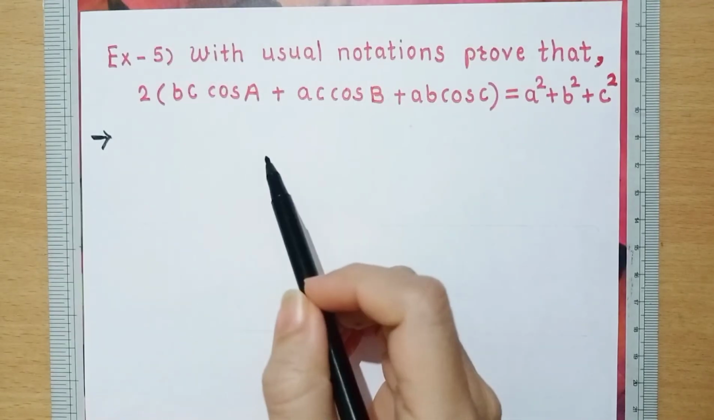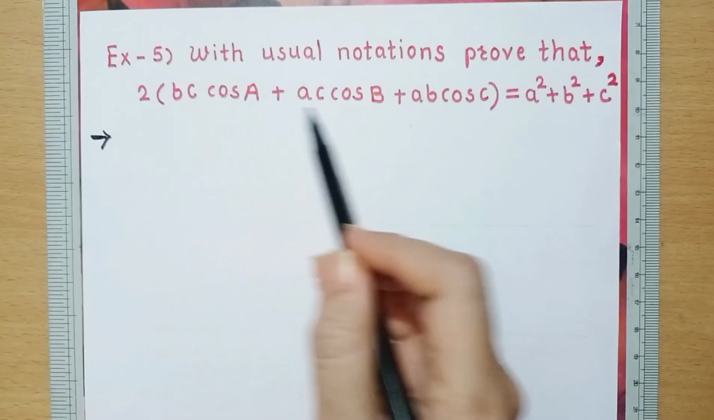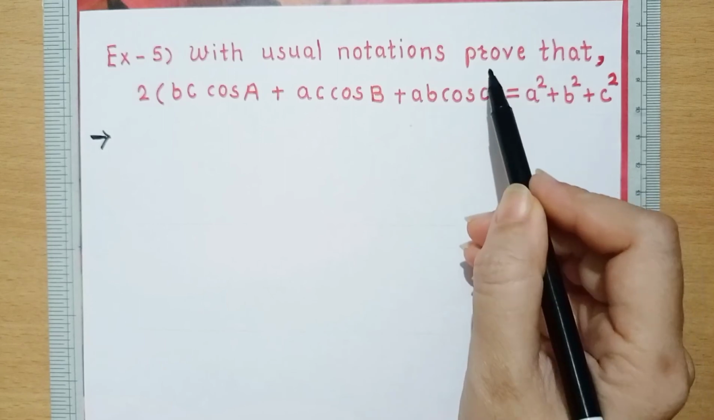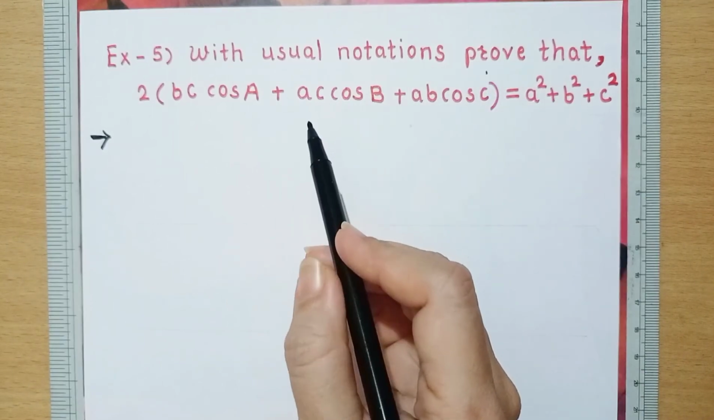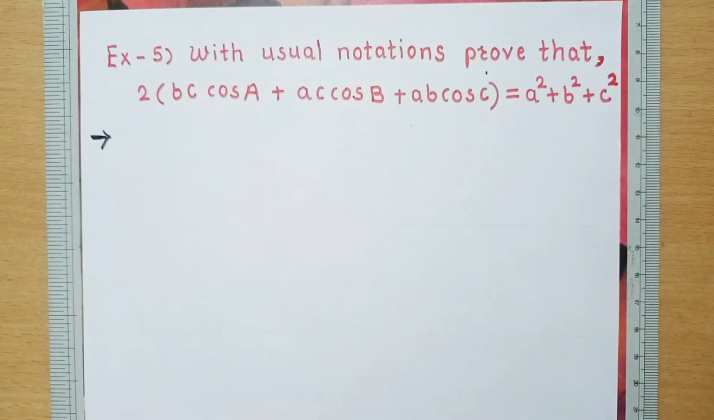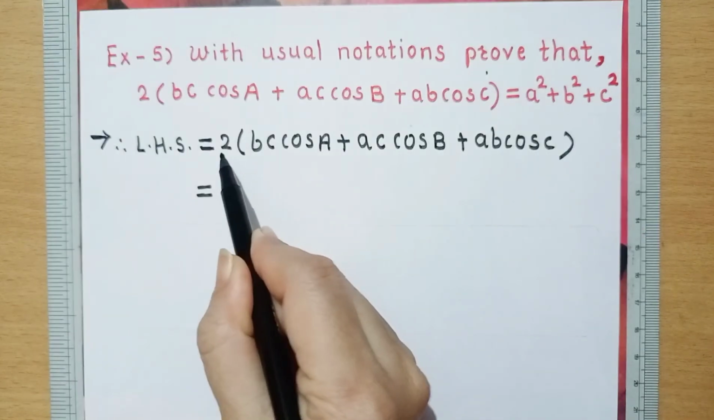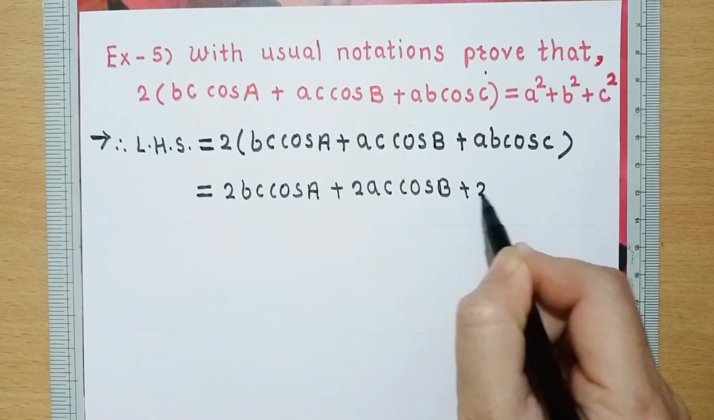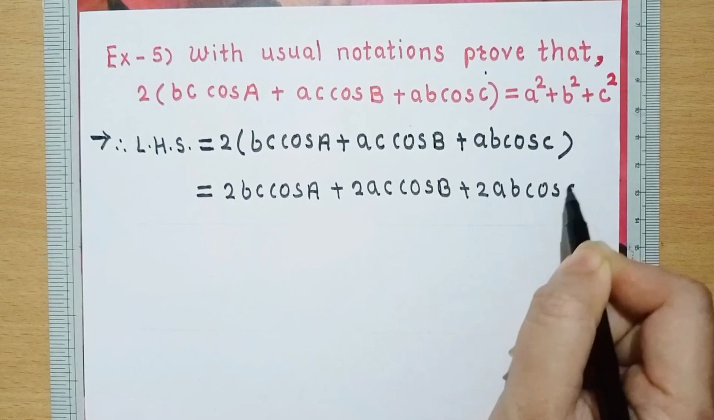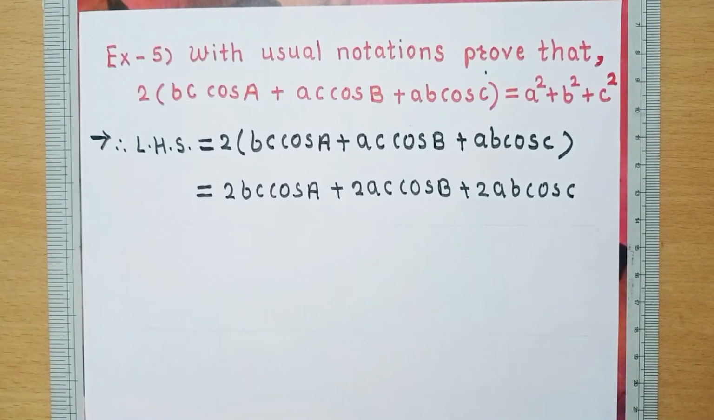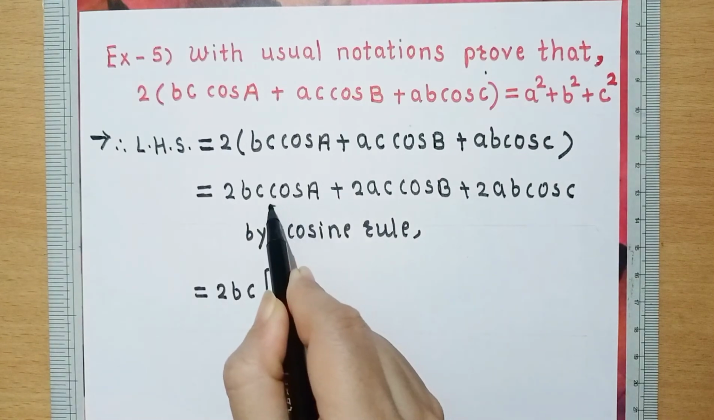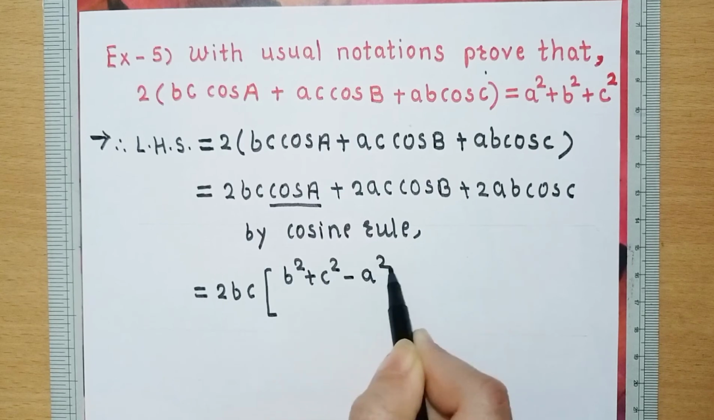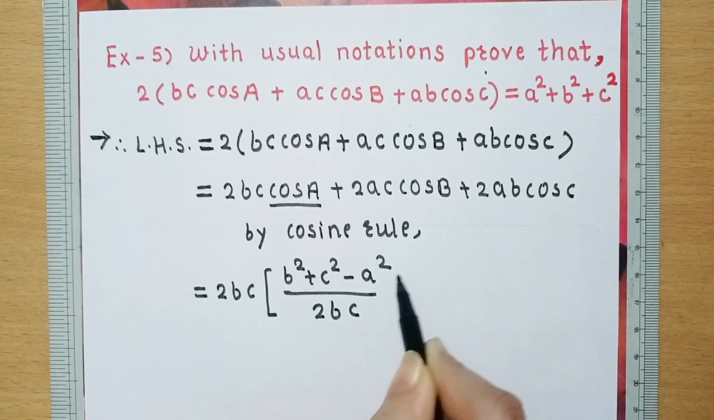This is our fifth example, and here we have to prove this is equal to a square plus b square plus c square. Since we have to prove, we will start from LHS, and by using rules we will prove RHS. Now multiplying by 2 separately to these three terms, plus 2ab cos of c. Now here we use the cosine rule. So cos A is equal to b square plus c square minus a square upon twice bc.